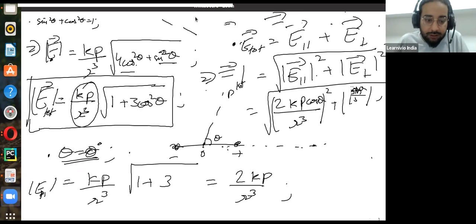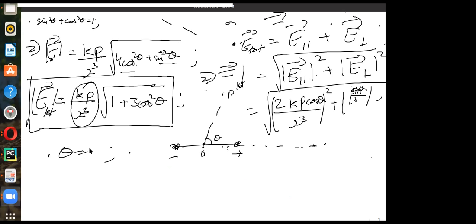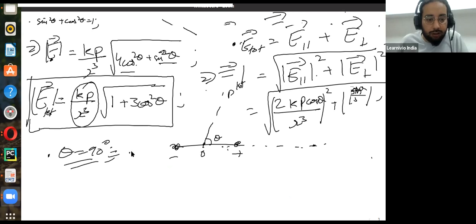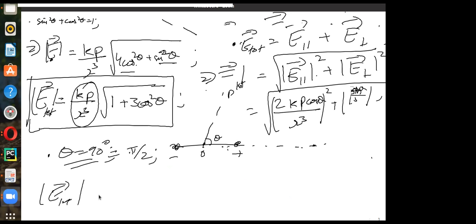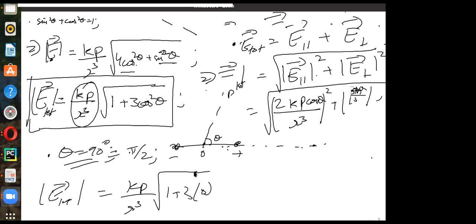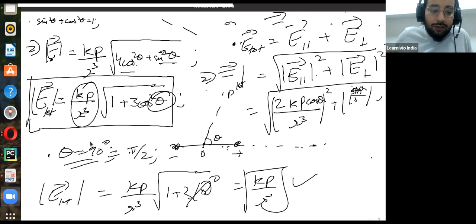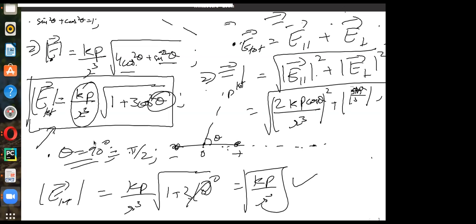So that's good. And what about the other direction? What about the perpendicular direction? Always check. Good habit. So let's say 90 degrees, or pi over 2. You have E total magnitude equal to kp over r cubed times the square root of 1 plus 3, and cos 90 is just 0, so you will have 3 times 0. This term will be 0. All you'll have is just kp over r cubed. So we have verified that this essentially works. So at a general point theta, this is how the strength of the electric field will look.